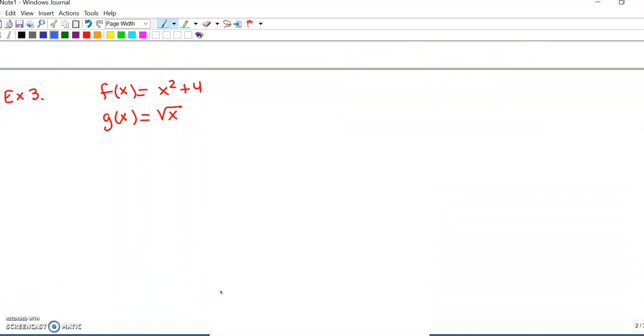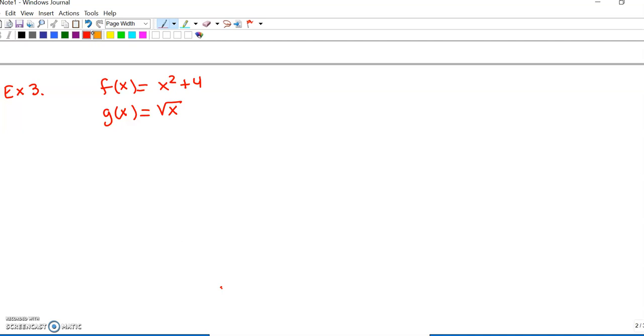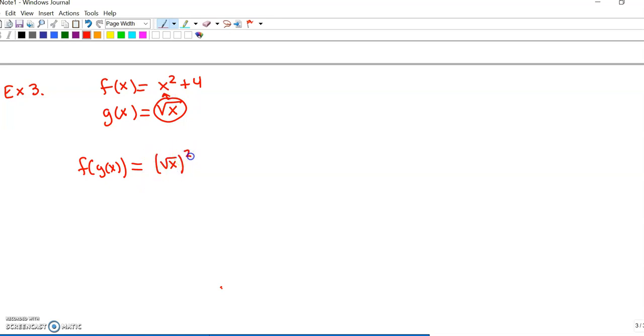And the last example that I have for you here is f of g of x. It means we're putting g into f. So square root of x squared. Now remember, squaring and square rooting are inverse operations. When you square a square root, you just get what's inside. That's it. So don't panic when you see all these exponents.